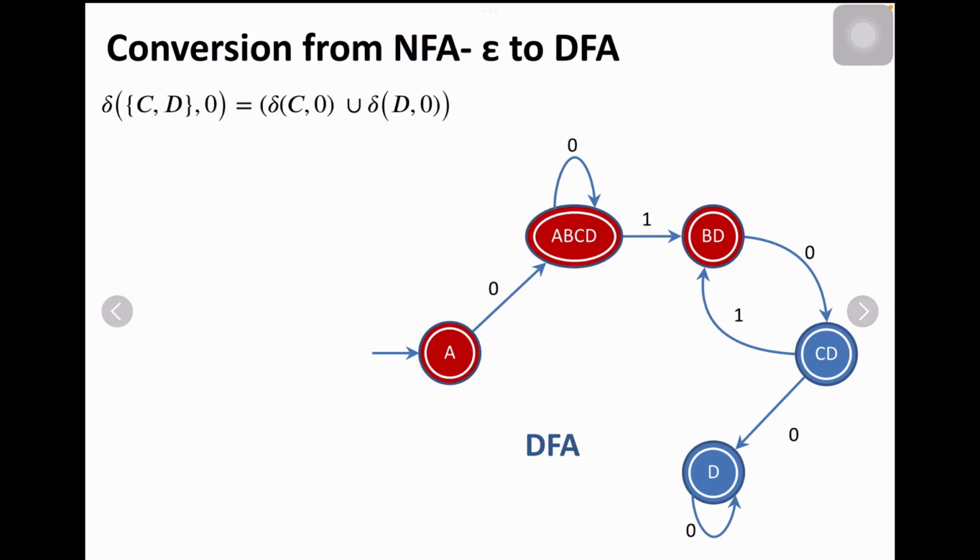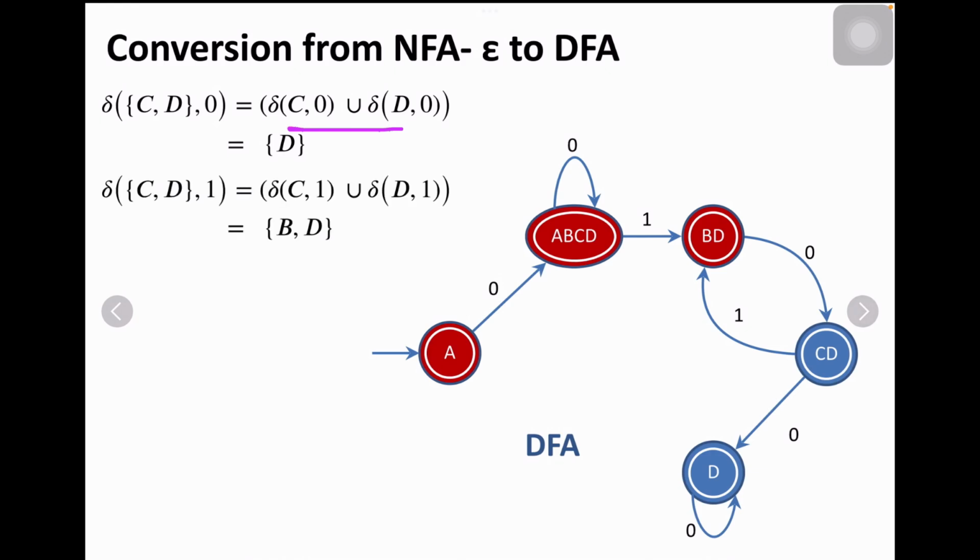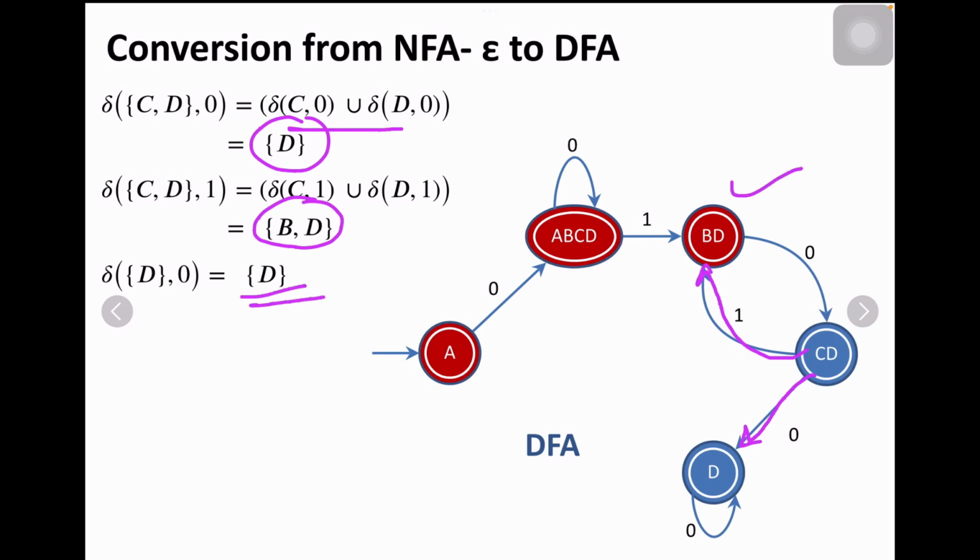CD on 0, you can split again: C on 0 union D on 0. Here it is D, D will go to D. Then CD on 1 you will get BD. BD is already completed. Then finally D is a new state. D on 0, D only. D on 1, there is no transition at all.